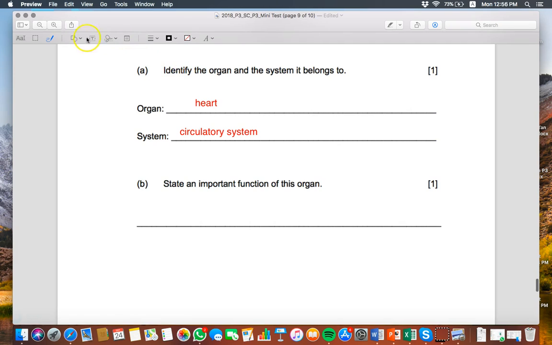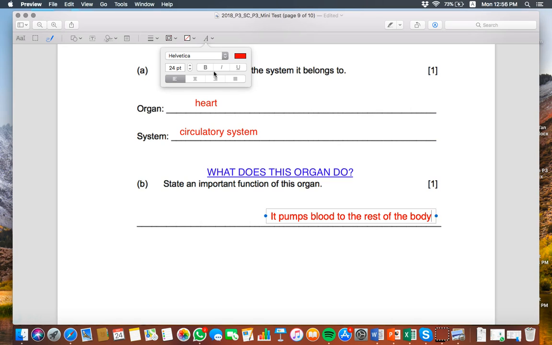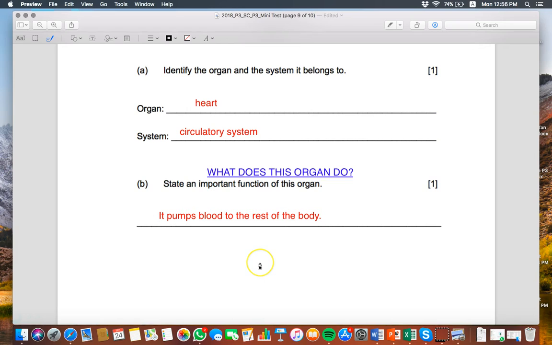What's the meaning of function? Hello, I can tell you for 1 million times. You still don't remember its function. So what does this organ do? Alright, what does this organ do? It pumps blood to the rest of the body. Understand?